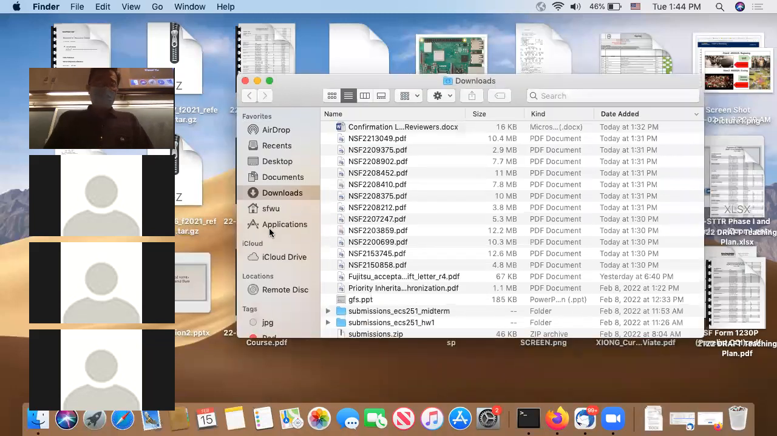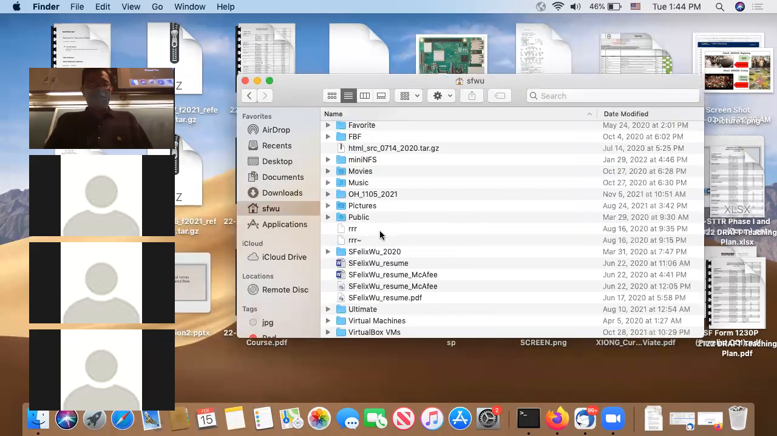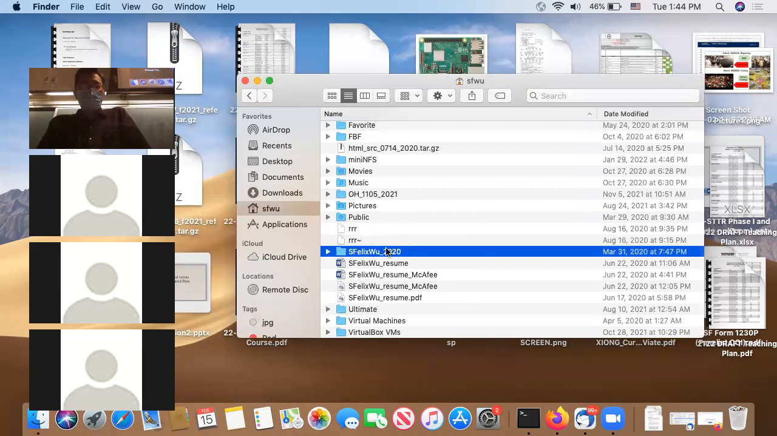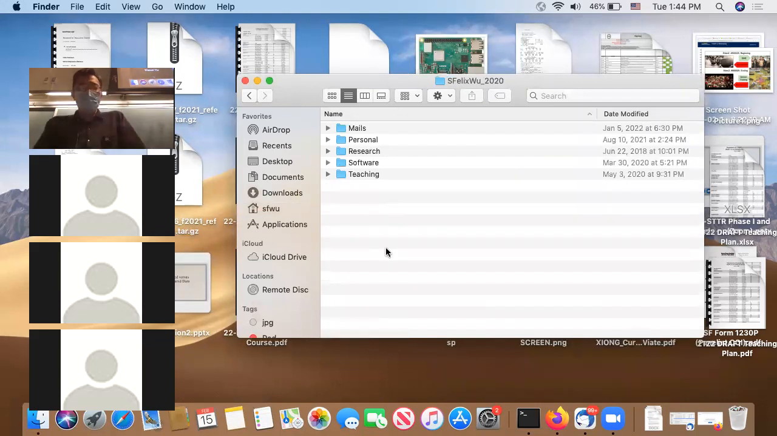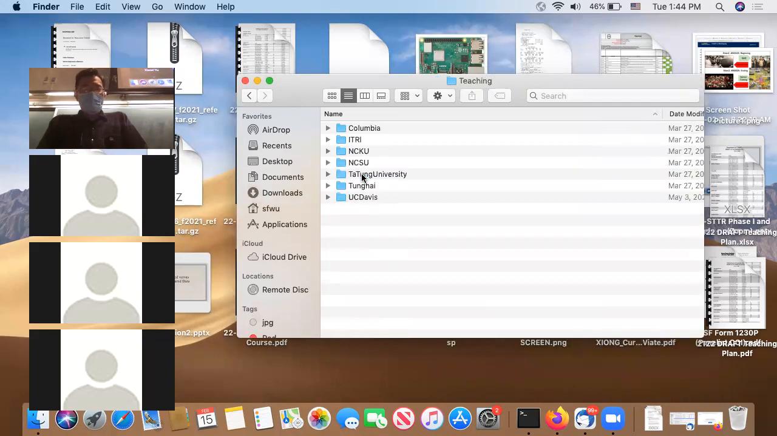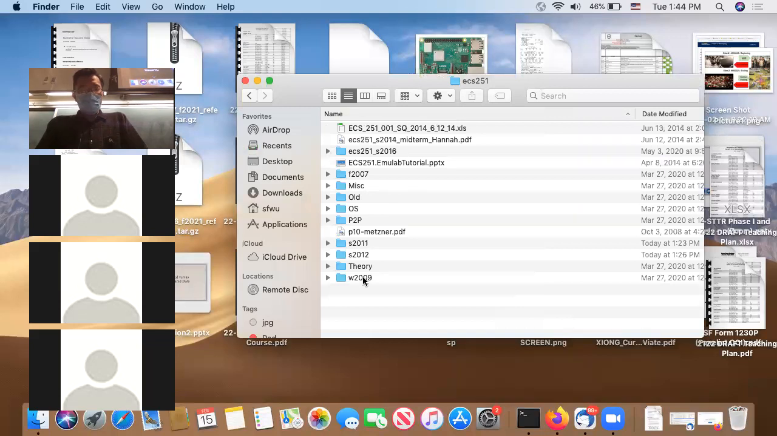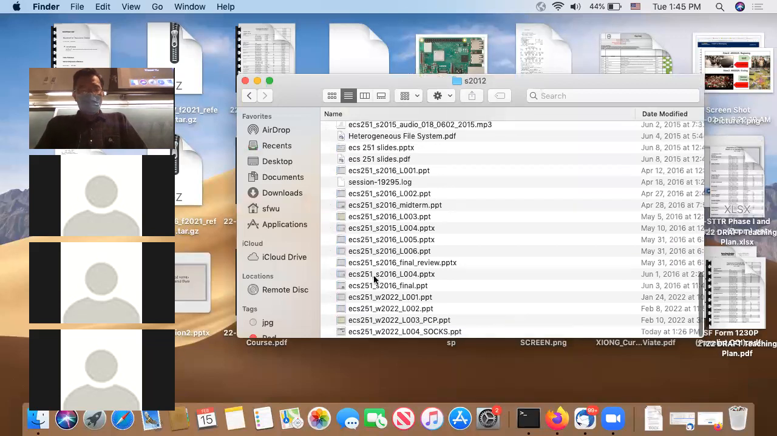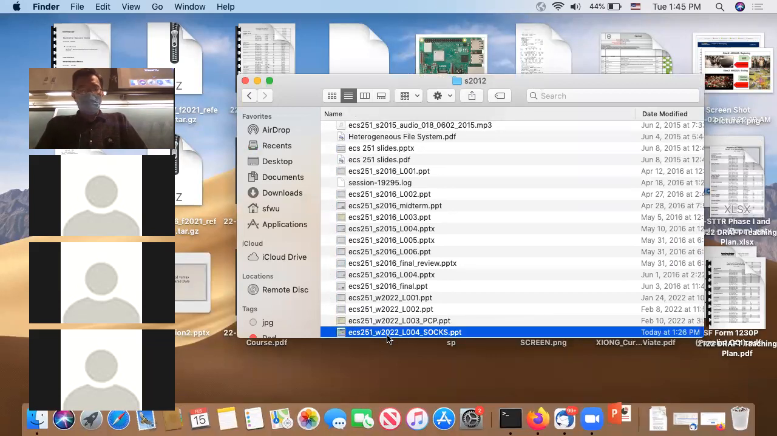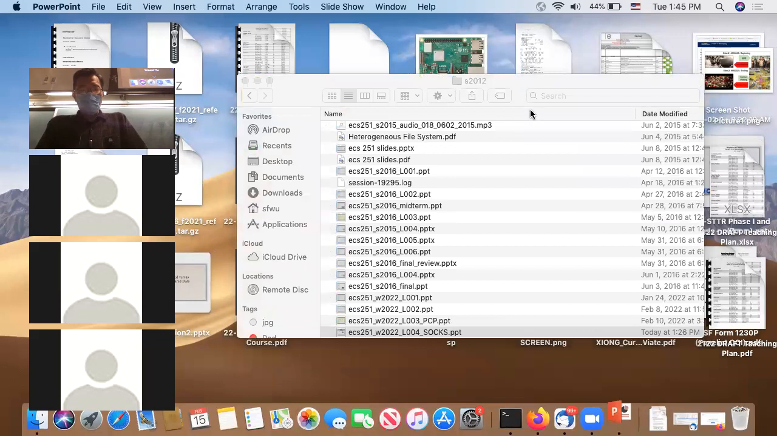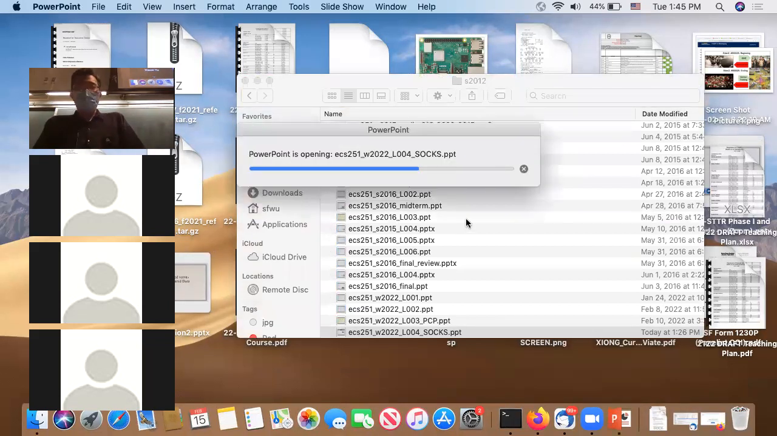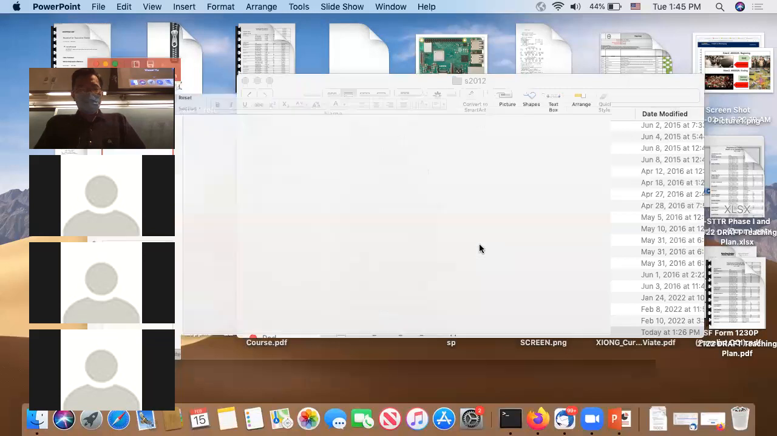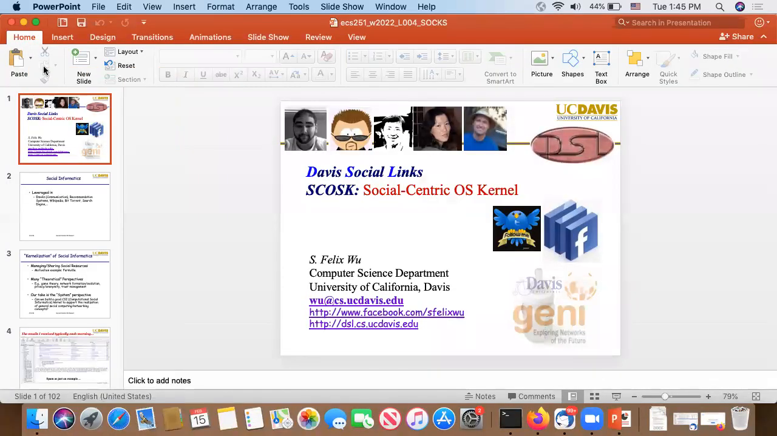Right now, I'm actually talking about more of some of the operating system issue, which is beyond the traditional way of looking at operating system. I want to basically just tell you what I'm going to teach next. The slide number 4, which is the SCOSC, social-centric operating system kernel, which I actually developed this project for a long time.